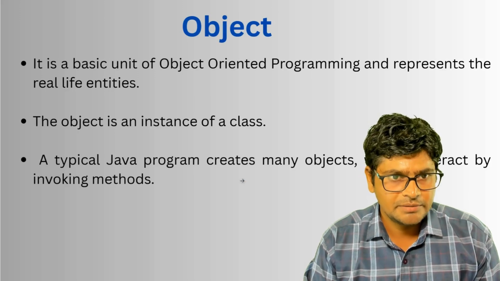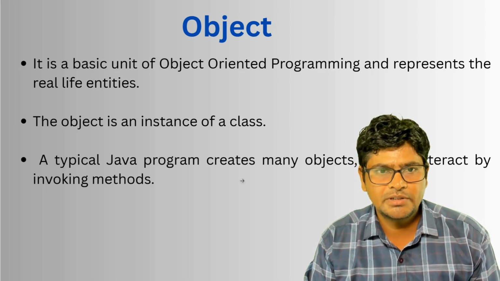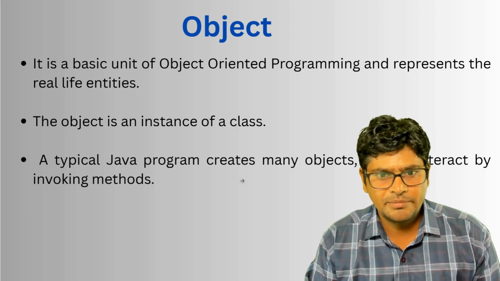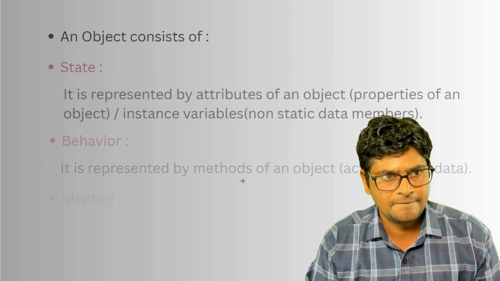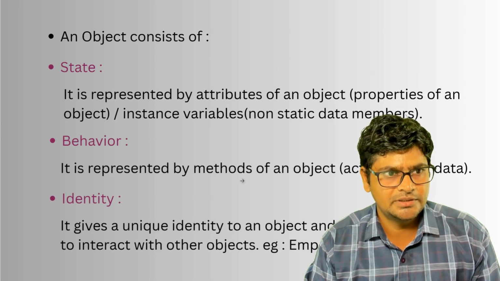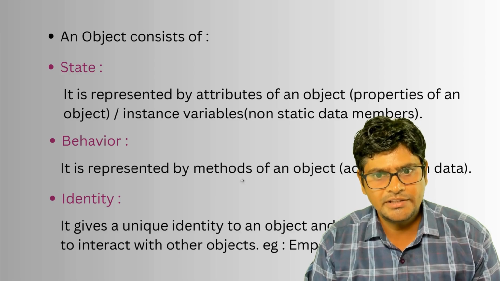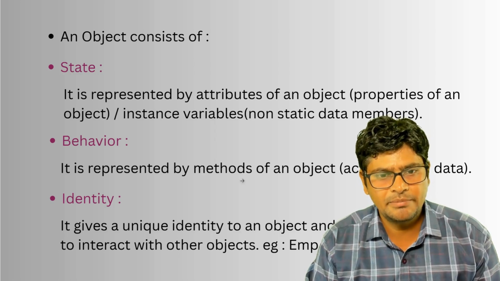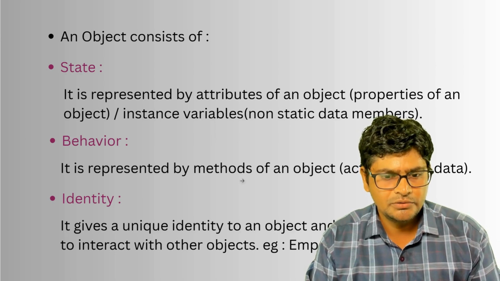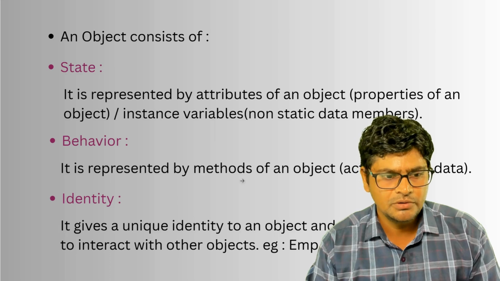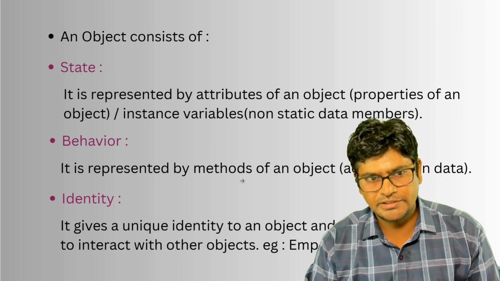Now what is an object? It is a basic unit of object oriented programming and it represents real life entities. The object is nothing but an instance of the class. A typical Java program creates many objects which interact by invoking methods. An object consists of basically three things: state, which is nothing but the properties or attributes of an object, or the instance variables. Behavior, represented by the methods of an object, that is actions upon the data. And identity, which gives a unique identity to an object and enables one object to interact with other objects. With the use of this identity we can differentiate between the objects.